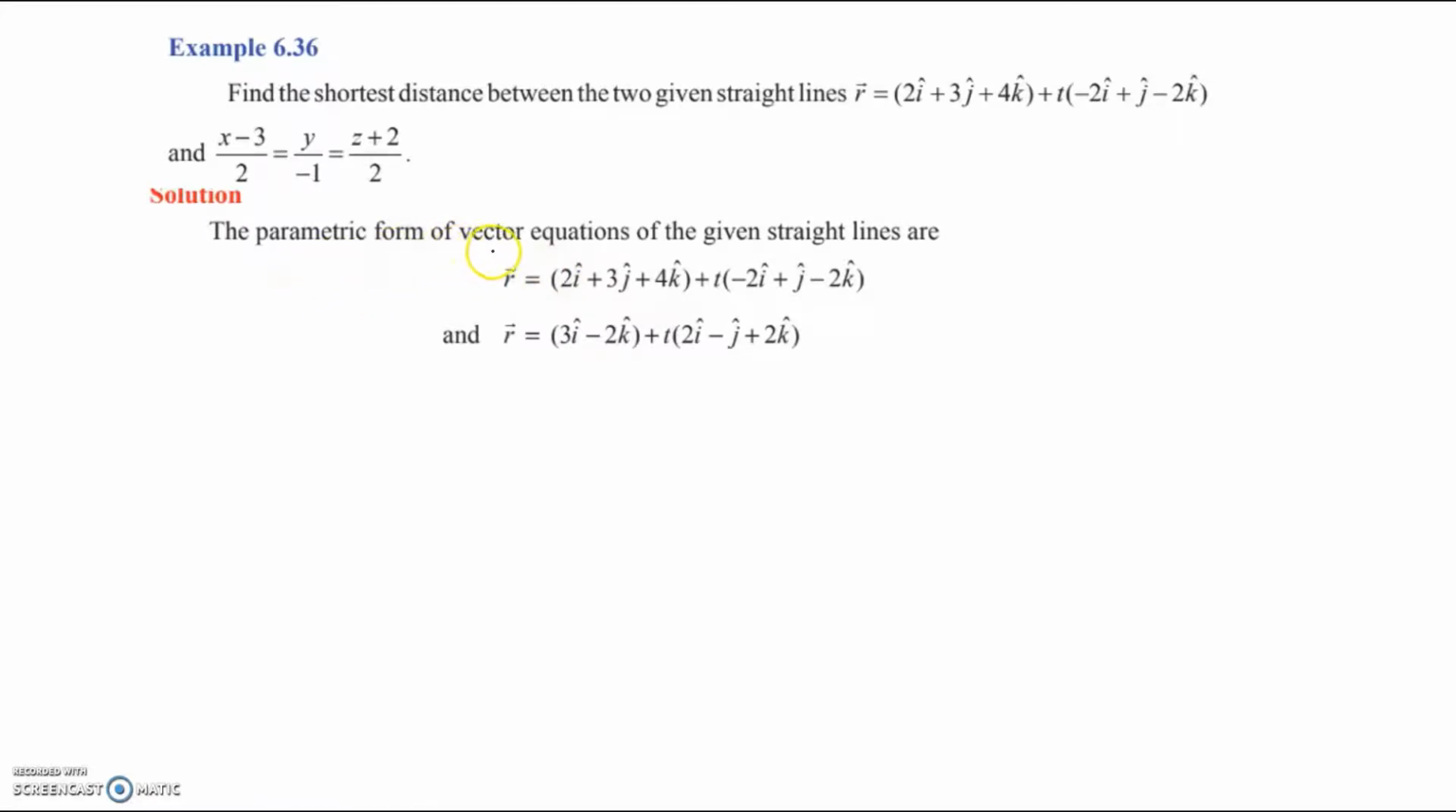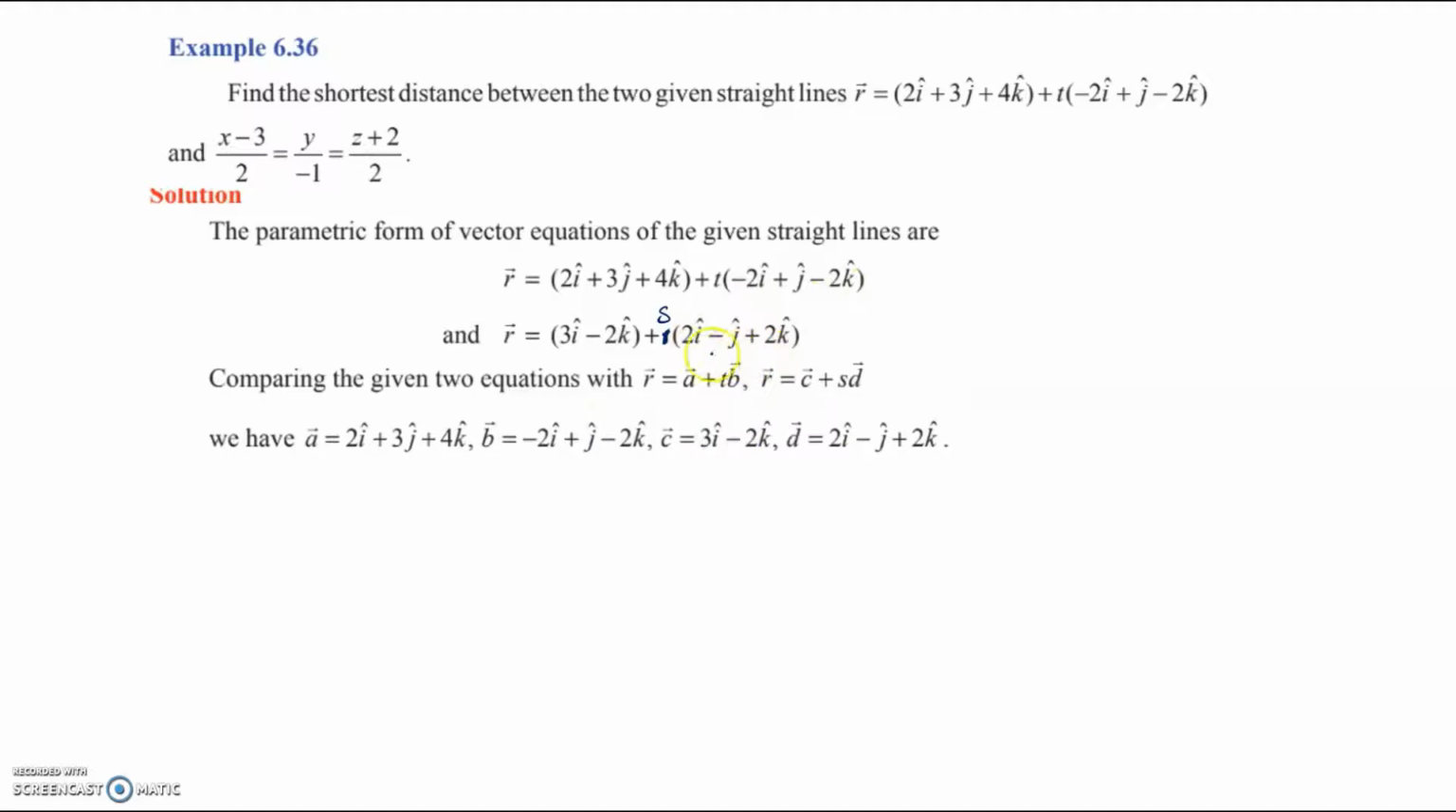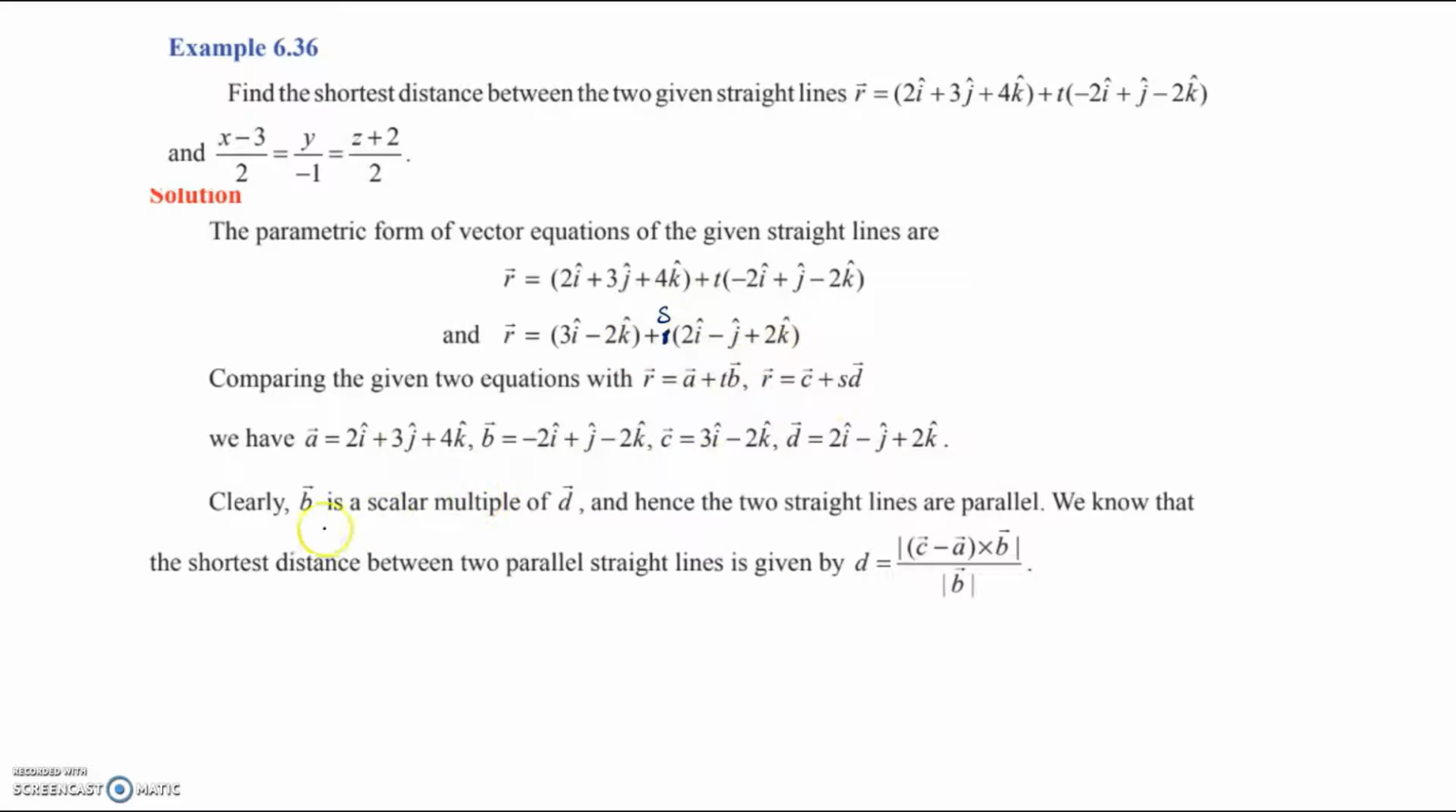First, arranging them in the parametric form. We have the first equation already given in the parametric form. The second equation, we are rewriting it in the parametric form. This should be an s here. Having written them in the parametric form, now this is our b and this is our d. Comparing these two equations, we can define a, b, c and d. Further, clearly vector b is a scalar multiple of d. Hence the two straight lines are parallel.